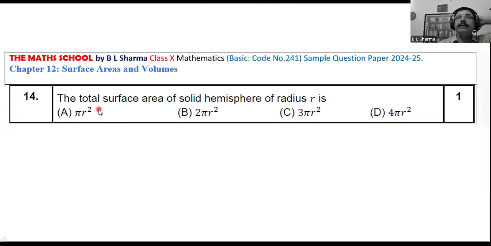The total surface area of solid hemisphere of radius r is, and this is the formula, you all know it. That is the formula of this. The total surface area of any sphere is 4 pi r square. So C is the correct option.